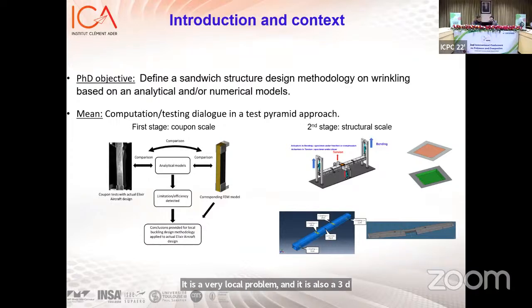So when you are designing an aircraft, you are making what we call a GFEM, a global finite element model, with all the structural details, including ply drops, junctions, and so on. But on this kind of model, it is impossible to use a 3D model, even a local 3D model. So people are just using shell modelization. And so it's impossible to capture this local buckling.